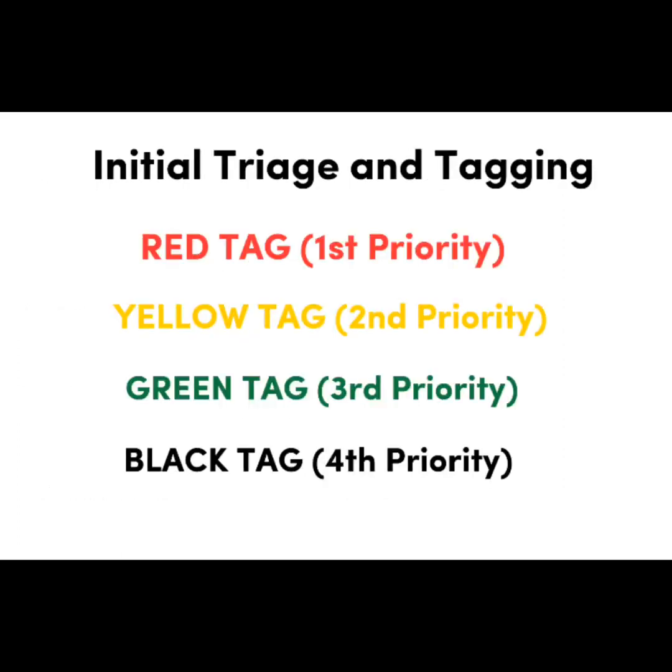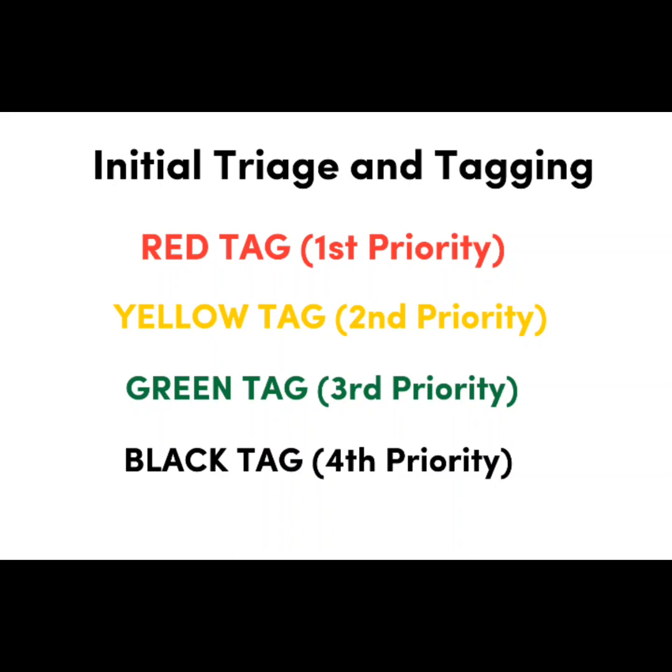Initial triage and tagging. Triage and tagging are done to prioritize victims in a mass disaster such as a plane crash, vehicular accident, earthquake, massive landslide, flood, fire, and other natural or man-made disasters. It also refers to the method of transport based on the severity of injuries and medical emergencies.